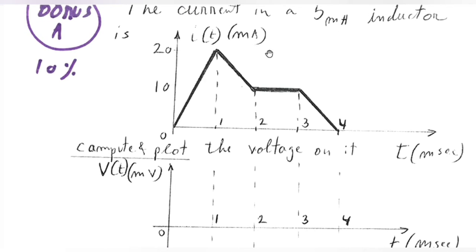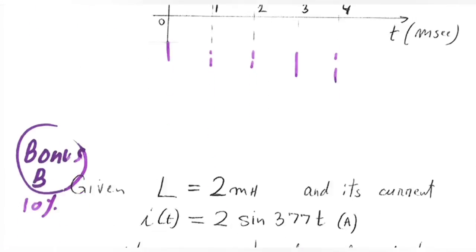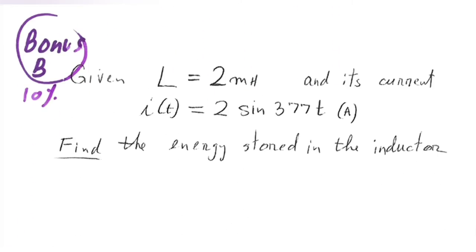Here, again, L di/dt, as we did before. You can see the style. And here we ask for energy stored. So it's a half L i squared.